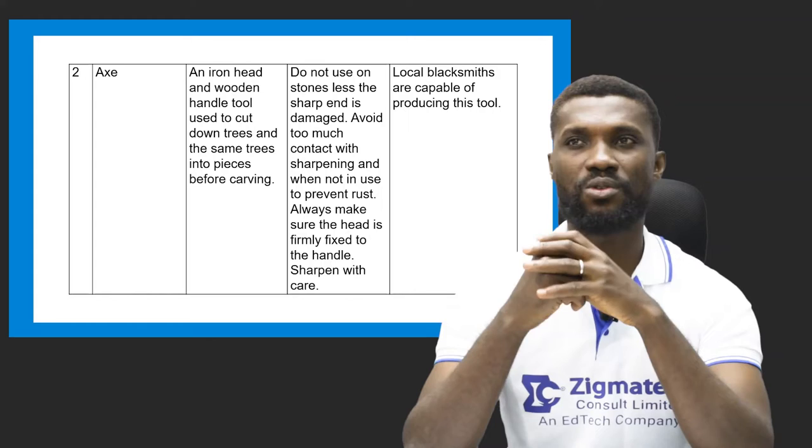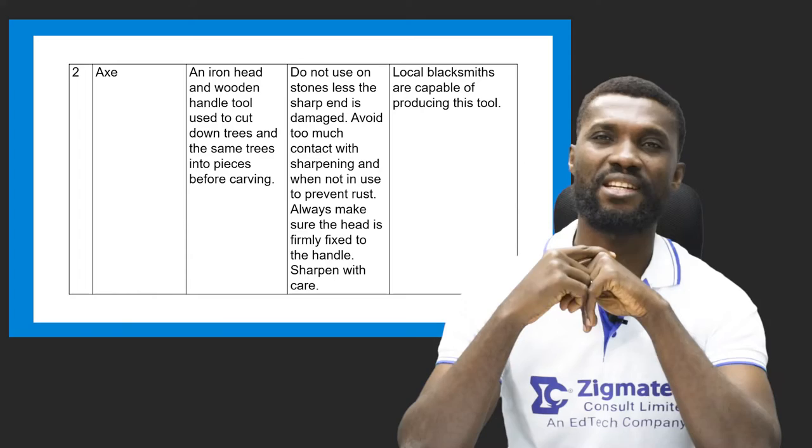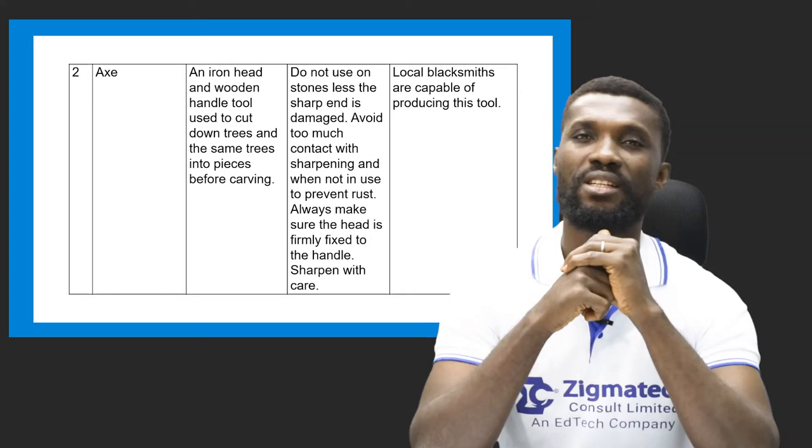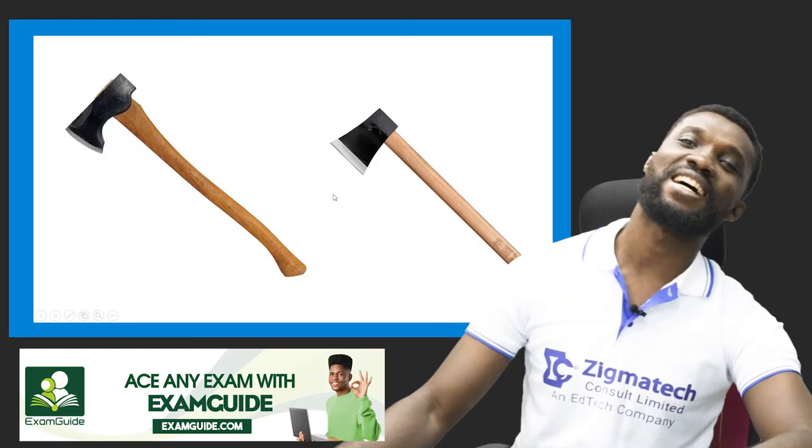Now the local blacksmiths, they are capable of producing this. The blacksmith can actually make the axe for you, if you want it. So there is no local way of improvising, unless you use stone to improvise, but I doubt it. The major way we make an axe is with iron, and you just need your local blacksmith to make that for you. So let's take a look at the picture of an axe. You see how beautiful these look? Very interesting. All right. So that's the axe.